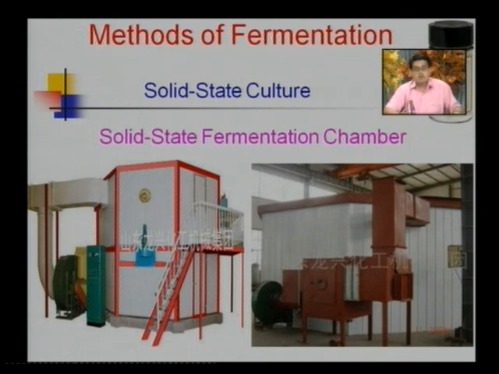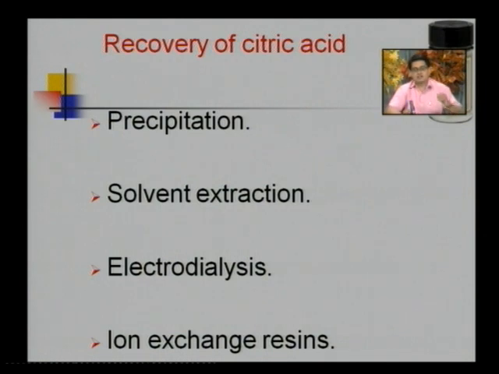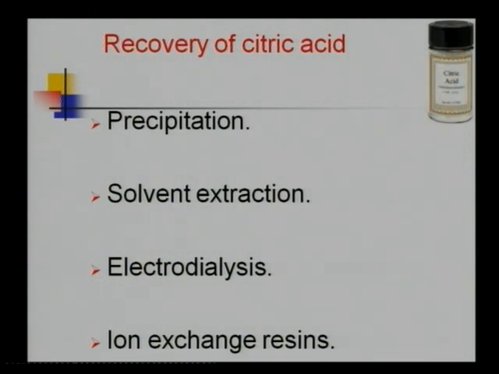So dear students, as you can see, this is how the solid state culture method can be used for citric acid fermentation. Once the citric acid is fermented, the next step is to recover the citric acid from either the fermentation medium, which may be liquid in nature, or from the solid substrate, if you have followed a solid substrate fermentation method. So now we shall discuss some downstream processing.